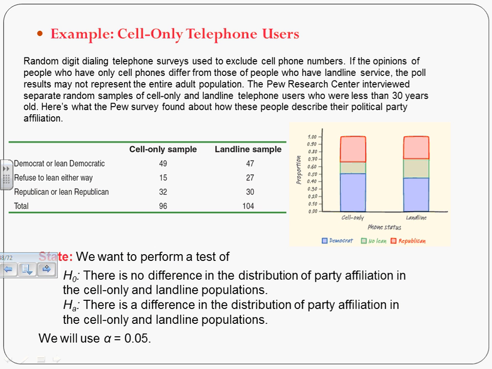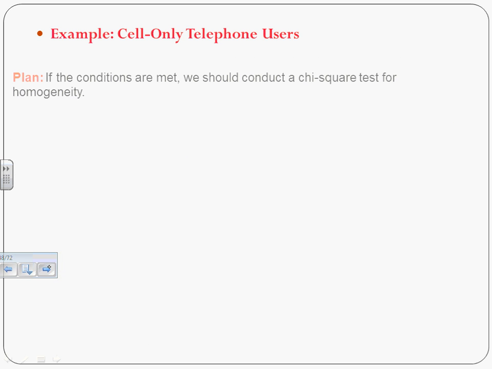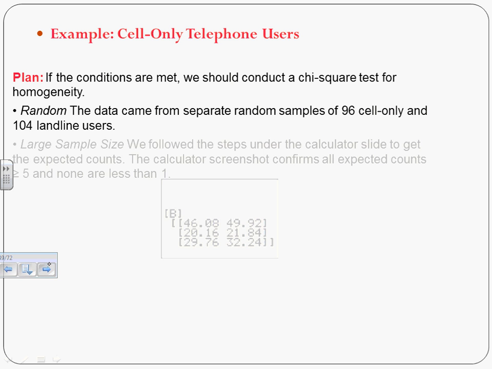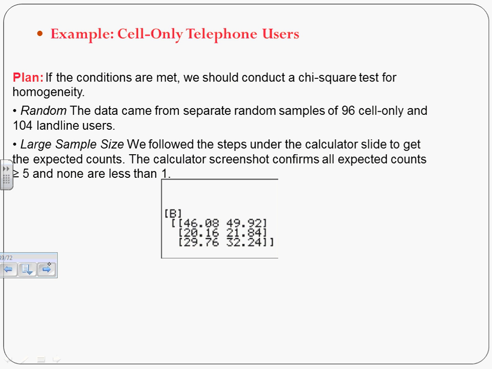So we want to perform a test. The null is there's no difference in the distribution of party affiliation between the cell-only and the landline populations, and the alternative is there is a difference between these two. And since it didn't tell us, we're going to go ahead and use 95% confidence, so our alpha will be 0.05. We're going to do a chi-square test for homogeneity. Is it random? Yes. Do we have large enough samples? So here, all I did was put that into my calculator and found my expected counts to make it a lot easier for me.